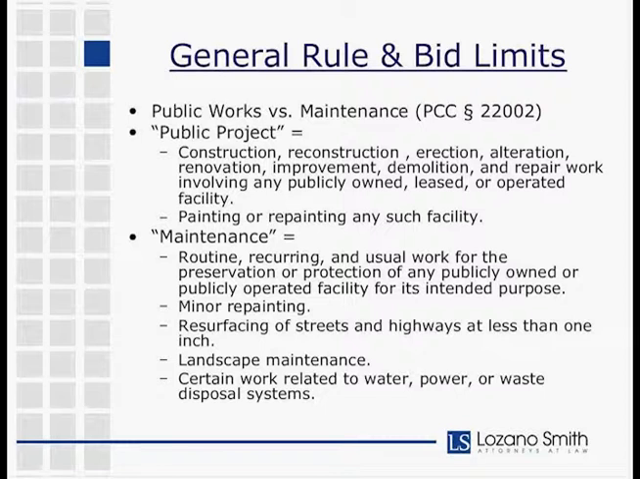And in those cases, if you're really in a gray area and you can't figure out which it is, the first question you want to ask is whether the work is routine and recurring. If so, it's more likely going to be maintenance. But if it's really a close call, then the most likely conservative approach would be to assume that it's a public project and apply the lower bid limit. Or you can try to see if an alternative to public bidding might apply in your specific circumstances. We'll get into some alternatives in just a little bit.